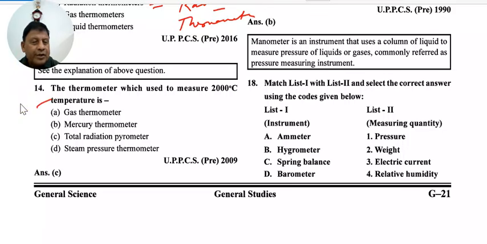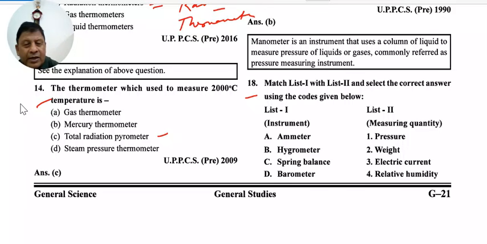Then come to this one, the thermometer which is used to measure 2000 degrees Celsius temperature. So again, it's the total radiation pyrometer. Remember, total radiation pyrometer. Okay.